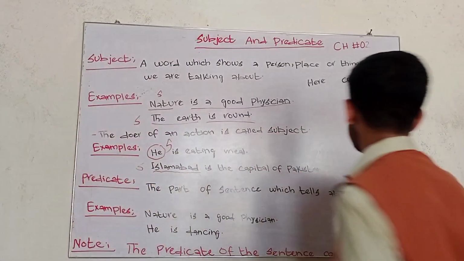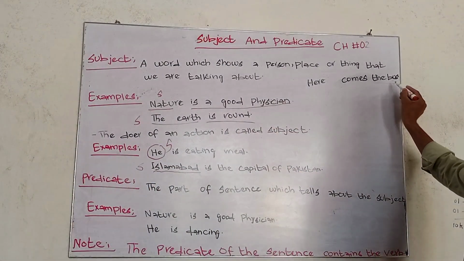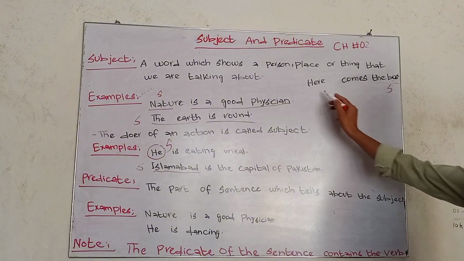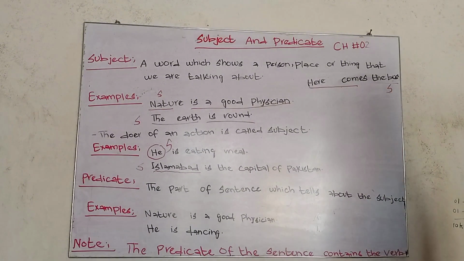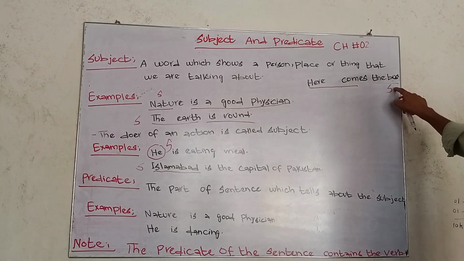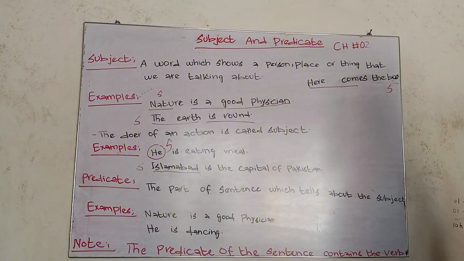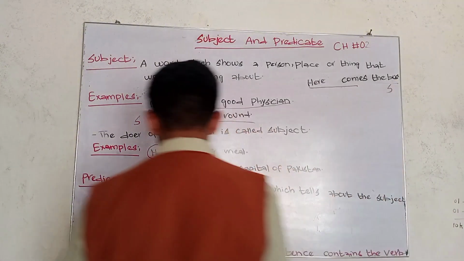In this sentence, the bus is a subject. Bus is a subject, so "here comes" is the predicate of the sentence. Bus is a subject in this definition. And the last aspect of the subject is this.